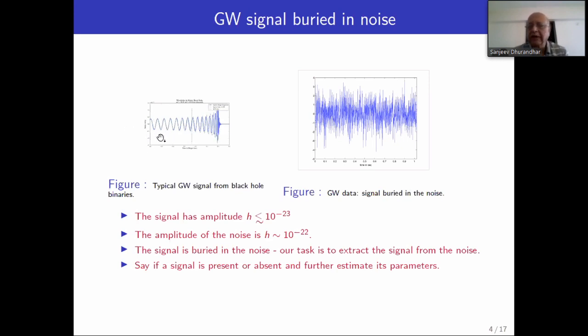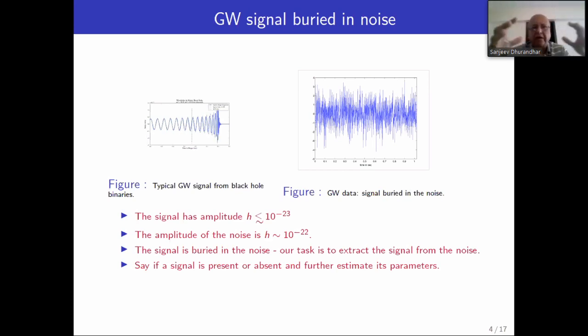The signal looks like this. h looks like this. That h, first, it's a sinusoidal kind of signal. The frequency and the amplitude keep on increasing until there's a merger. So here the two black holes are spiraling around each other. As they spiral around each other, they give you this kind of a signal. When they merge, that is the peak of the signal.